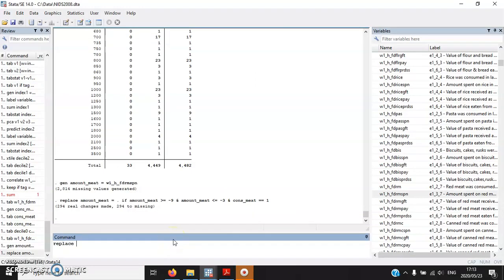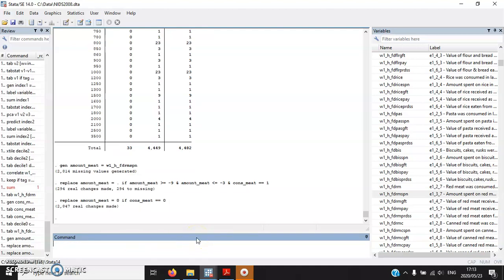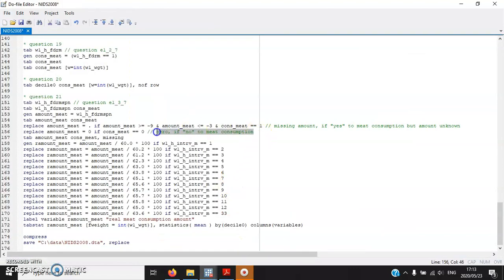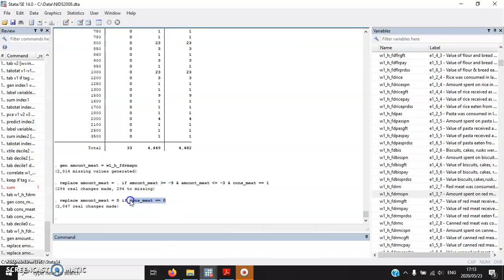And then the next one. If they really claim they did not consume meat in the last 30 days, then I should replace this consumption amount as 0. So the if restriction. Again, you will see the explanation. The amount should be 0 if the meat consumption dummy equals 0. Because it actually means they did not consume meat in the last 30 days, so this dummy equals 0. Therefore, the expenditure or the amount spent on red meat should rather be 0.